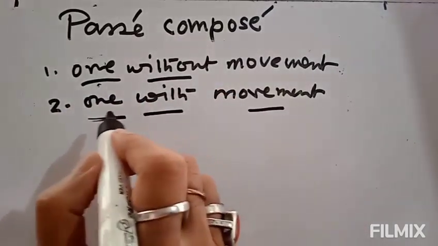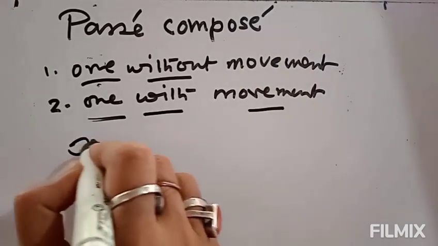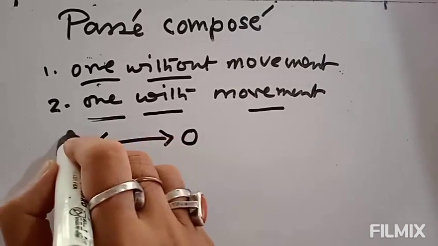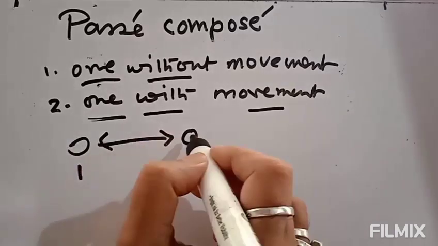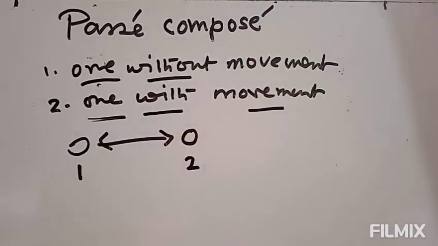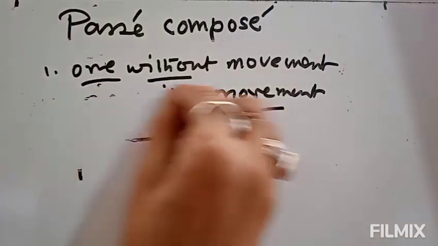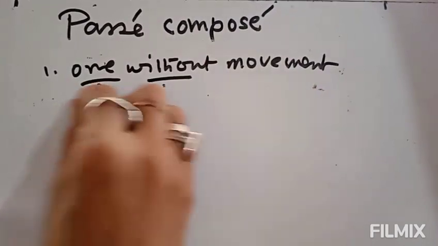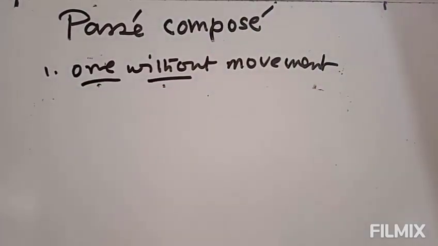Verbs with movement are those expressing that you are moving from one place to another place. This is place one and this is place two. You are moving from place one to place two. This is called verbs with movement. So we classify all French verbs in two categories, one without movement and one with movement. In today's class, I'll be explaining only how to make the passé composé of the verbs without movement. Verbs with movement, I'll be explaining in another class.